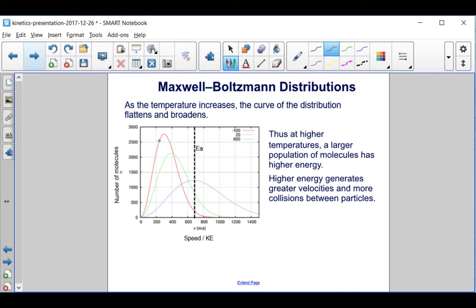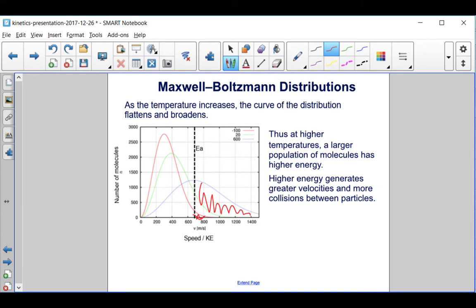So you can see as we go from minus 100 to 600, we have a much flatter, broader distribution of molecules. So at higher temperatures, a larger population of molecules has a higher energy. And so do you see this dotted line for this activation energy? At the higher temperature of 600, look at the amount of molecules that have a kinetic energy above that activation energy versus look here at the minus 100. Look at how few molecules have that higher energy.